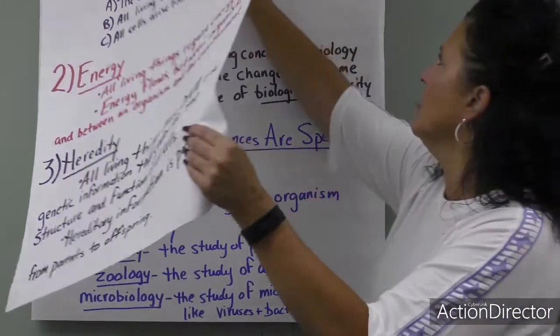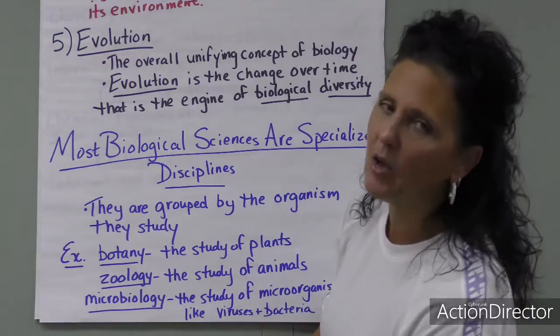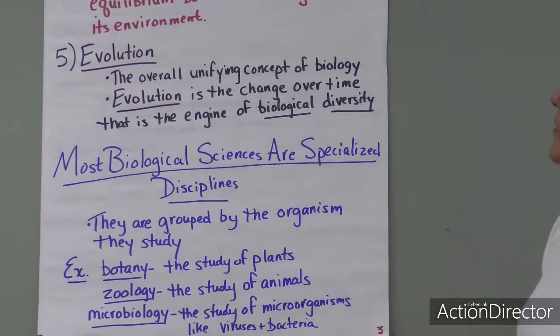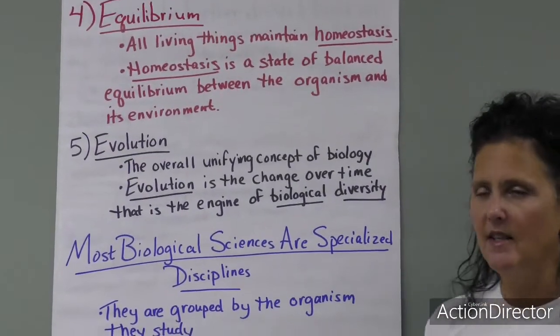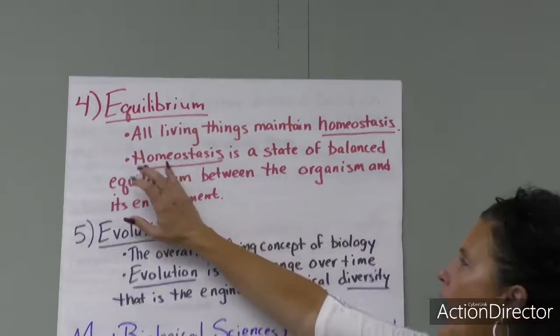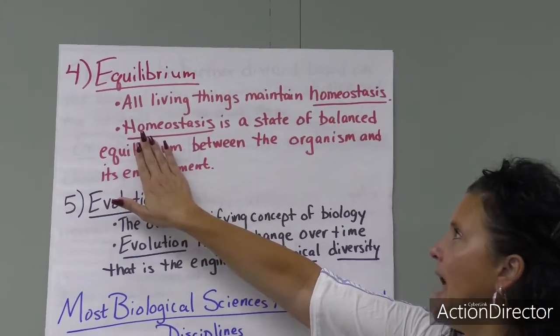That's important as well. Number 4 is equilibrium. All living things maintain homeostasis. And if we look at homo, in Latin it means same, right?